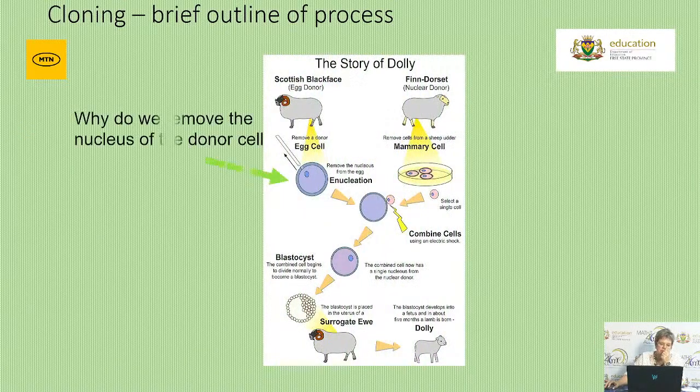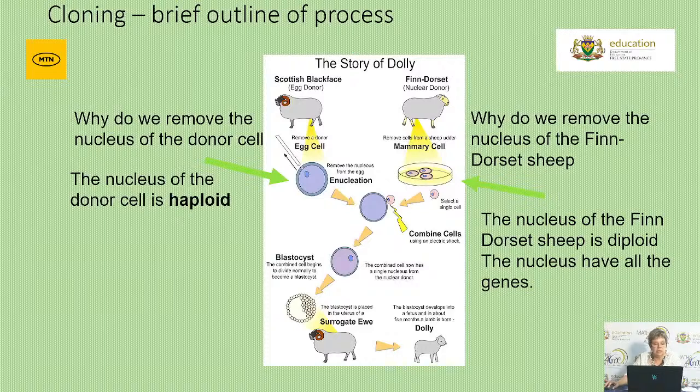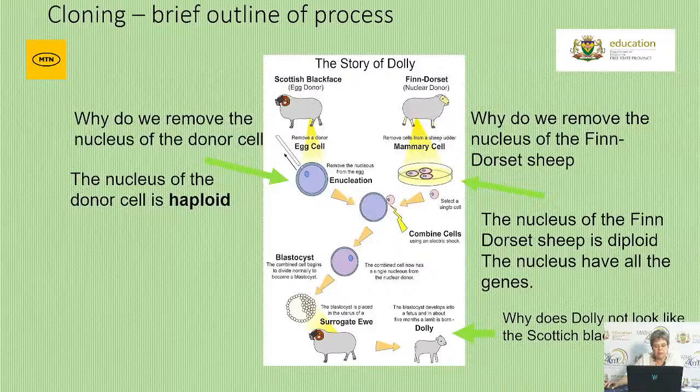Then a brief outline of the process of cloning. You must understand it and you must be able to apply the knowledge. So in short, when we remove a nucleus, usually the nucleus is diploid and we don't want those characteristics. That is why we remove it. When we insert a nucleus, then we need those characteristics and the nucleus is usually diploid. And why doesn't the offspring look like the surrogate? Because the offspring has the whole set of diploid chromosomes from the donor who donated a diploid nucleus. So make sure that you know your cloning and why we remove it and why we insert a mammary cell. Because it's diploid and we need those characteristics.